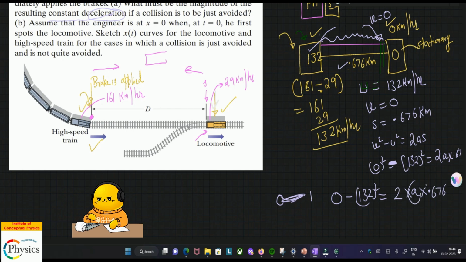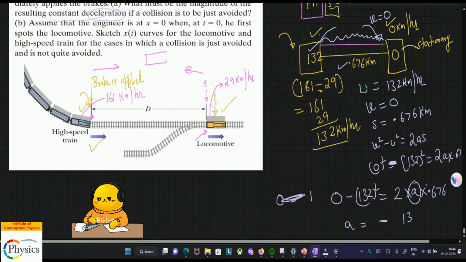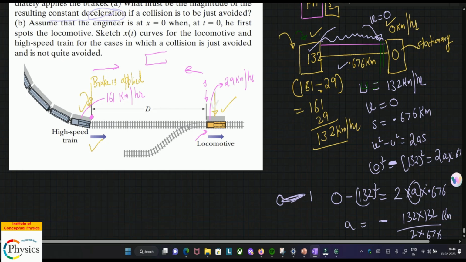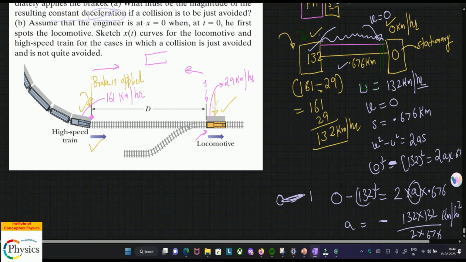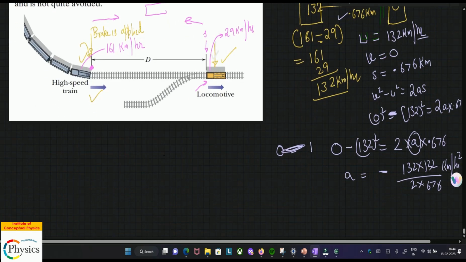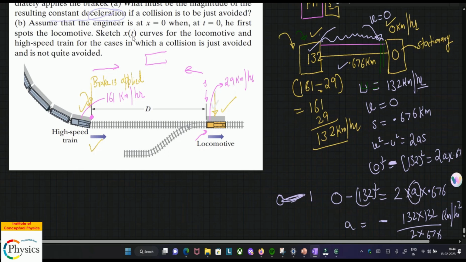Solve this and you will get a, and a is coming out to be with a negative sign. So 132 into 132 divided by 2 into 0.676, and you will get this answer in kilometers per hour square, for the simple reason that I've kept everything in hours. Generally, students tend to convert everything to meters per second, which is a smarter way of doing it, but I just wanted to explain this. So you get the acceleration. That first part is done, right?